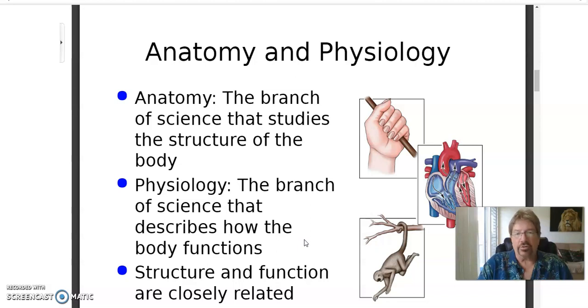Today we're going to talk about our very first introductory lesson to anatomy and physiology. Now this of course has to do with human anatomy and physiology, but other biological species also have it too. Okay, very quickly. Anatomy is the study of the structure of living things. Physiology is how they function. Anatomy is the structure, physiology is how they function.